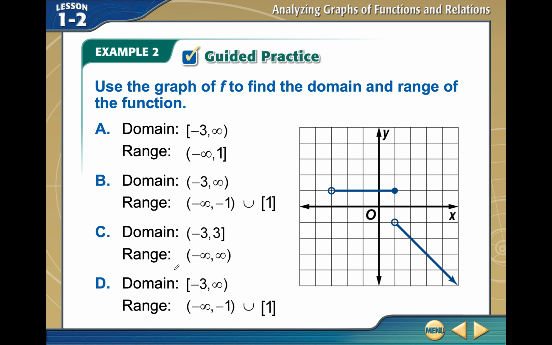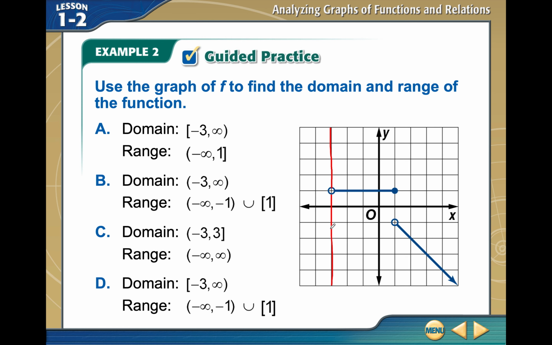It asks us now to use the graph of f to find the domain and range of the function. In order to find the domain and range of this function, let's start with the domain. I need to move my vertical line from the most left end point. My most left end point would be this one on the graph. And I draw my vertical line. So this is my vertical line.